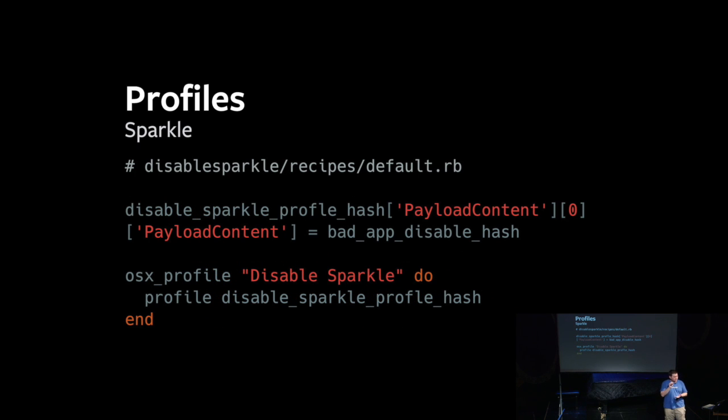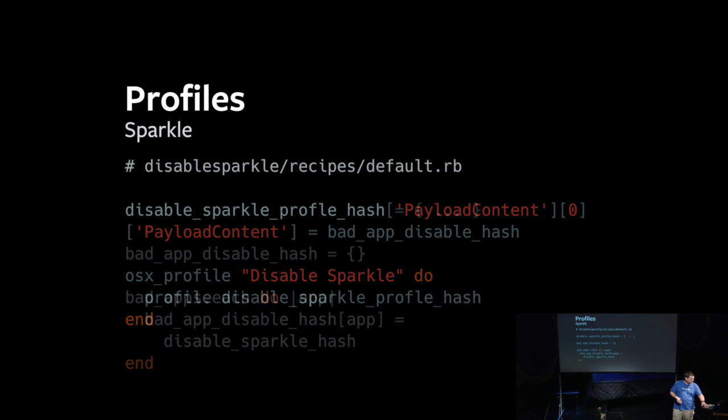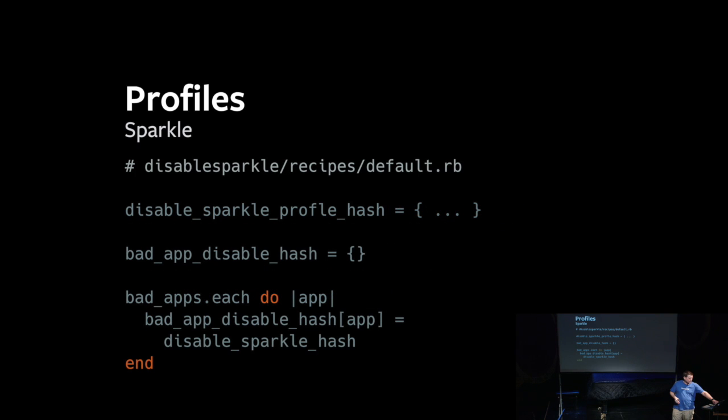Then we take the generated payload hash and put it into the profile scaffolding. So I predefined a profile over here. It says disable profile Sparkle hash. See the ellipses? That's basically all the stuff that we went over in the very beginning. It was the display name and the org name and all the generics that you would have to set anyways.